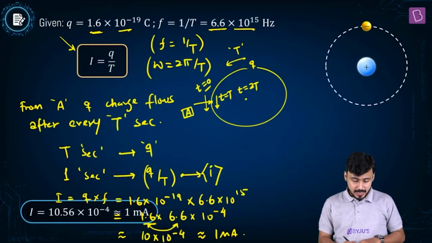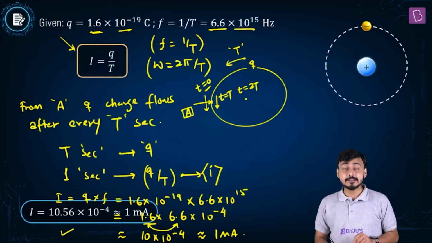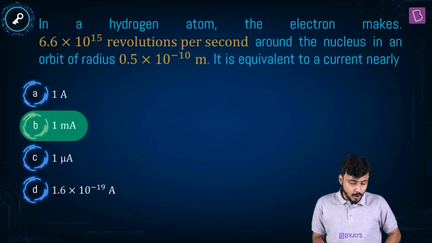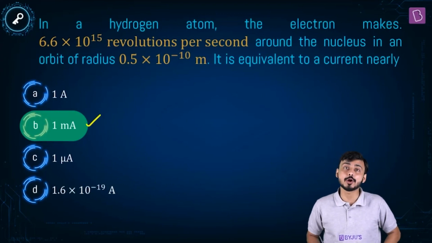That's why here the current is nearly equal to 1 milliampere. Let's look into the answer. Yeah, 10.56 into 10 raised to power minus 4. That is nearly equal to 1 milliampere, correct? Now let's look into the options. Option B in this case will be the correct option.